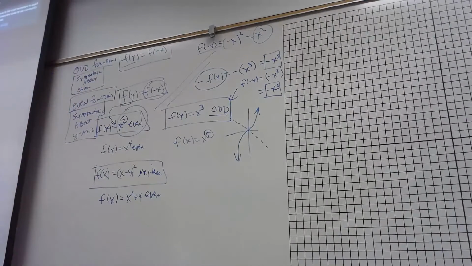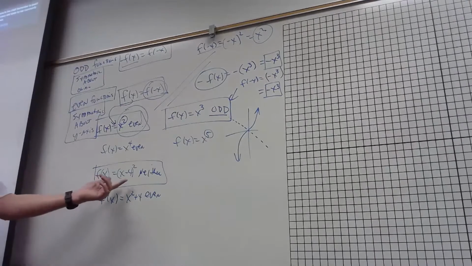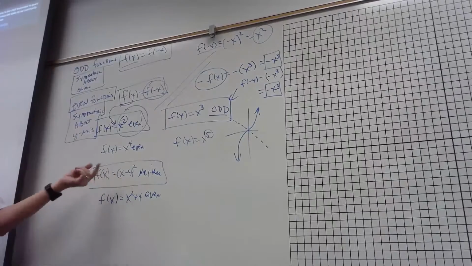Okay? All right, so now I told you that f of x equals x minus 4 squared. I told you that was neither. Okay? Let's prove it.